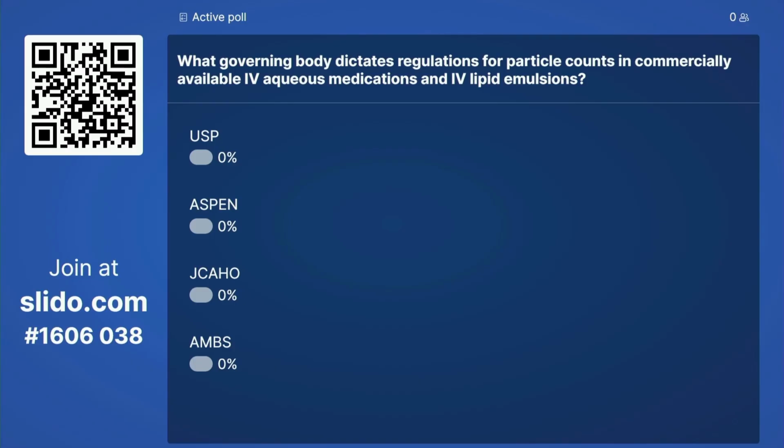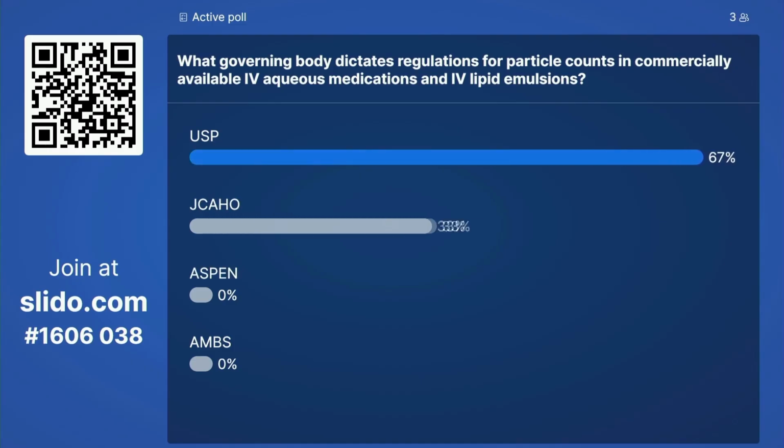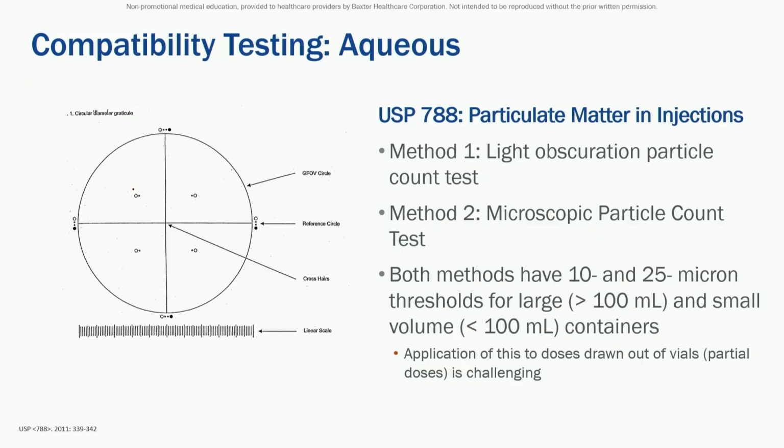All right, so do any of you guys know what governing body dictates the regulations for particle counts in commercially available IV aqueous medications and IV lipid emulsions? Okay, we've got a winner here too. USP is correct. All right, so compatibility testing is focused, at least in the US, around USP 788.